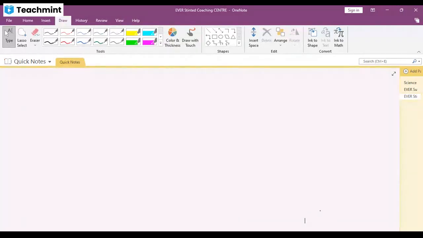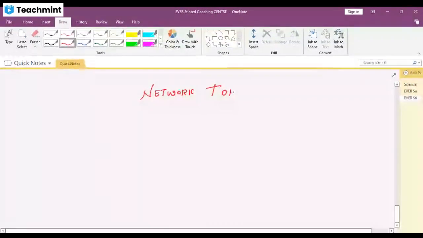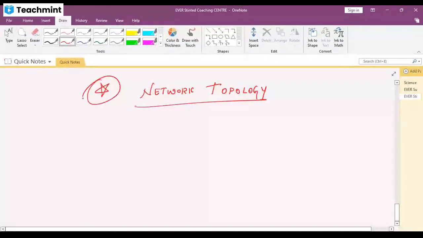And the very important topic in this chapter is, what? Do you know what that is? The important topic in this chapter is network topology. Children, this topic has been repeated the most number of times in the exam. This topic is very important. Network topology. Here you have to study each and every type of topology.